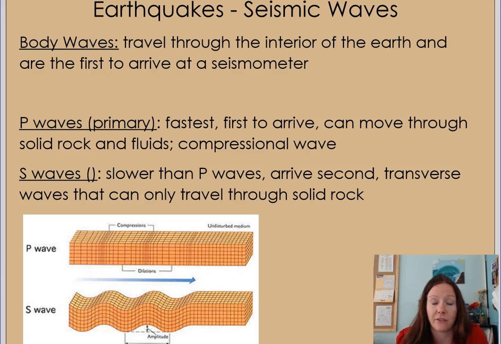So let's look at the different types of seismic waves, because believe it or not, there's actually more than one type of seismic wave. It's not just an earthquake happens and one type of wave happens. There's actually a few different types, and they all fit into two categories.